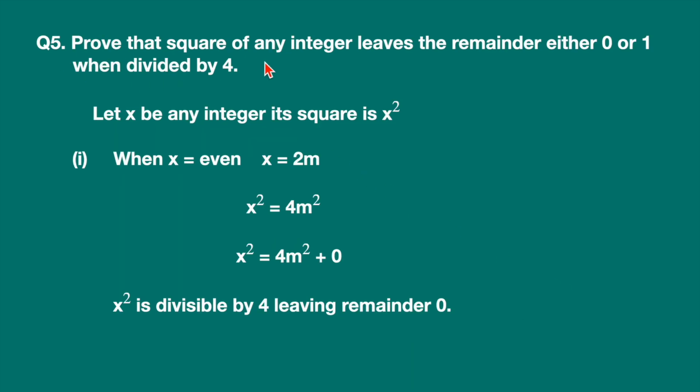Question 5. Prove that the square of any integer leaves the remainder either 0 or 1 when divided by 4. Let x be the integer, its square is x square. So now there are two cases where x can be an even integer. So the general formula is x is equal to 2m, x square is equal to 4m square. Write it in the form of lemma, x square is equal to 4m square plus 0. Okay, this you can write. So this means that x square is divisible by 4 and it leaves a remainder 0.